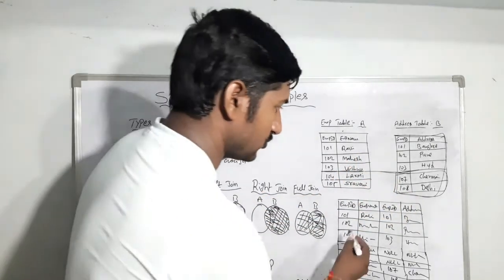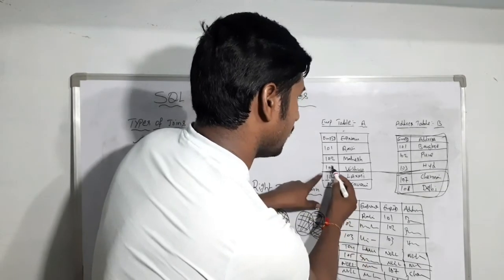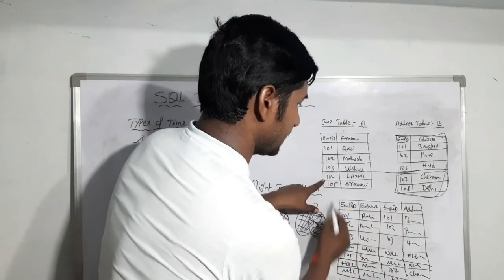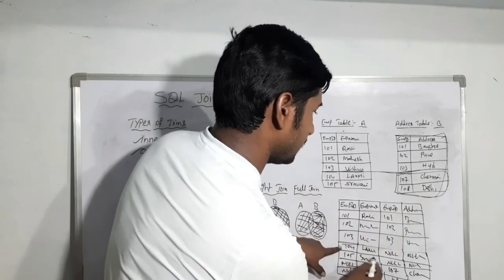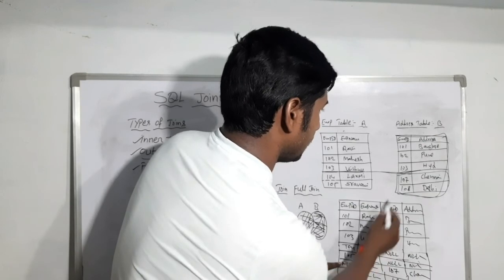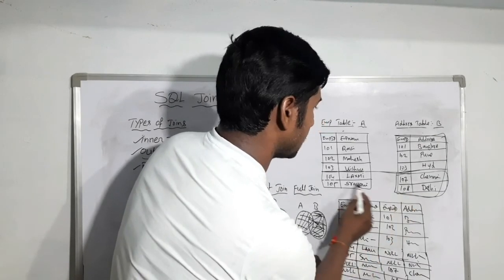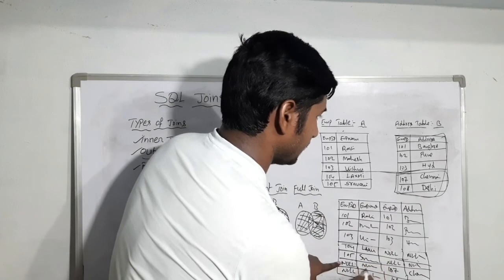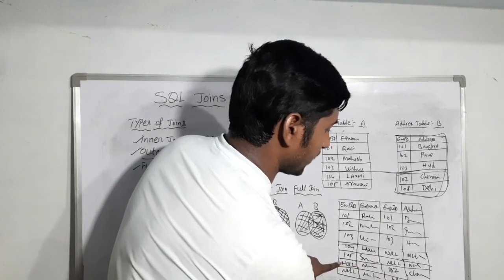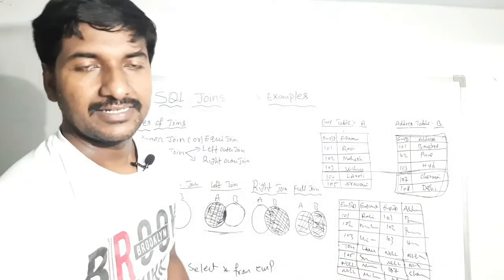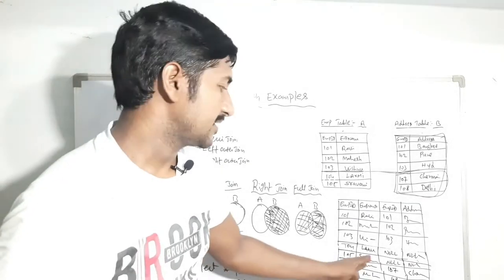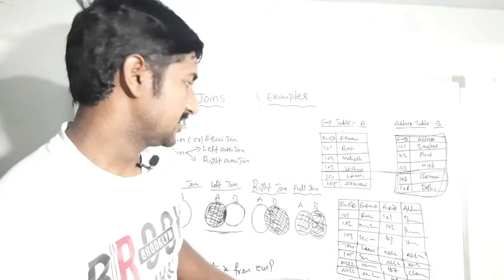Whenever you are using full join, up to 103 both tables are matching. See here, 104 record is in the left table, so you will get the null values from the right table. 105, 107, 108, those records are not available from the left table, but whenever you are using full join, all the records 104, 105, 107, 108 will be in the result. If there are no matching records, those remain as null values. So this is the actual process.